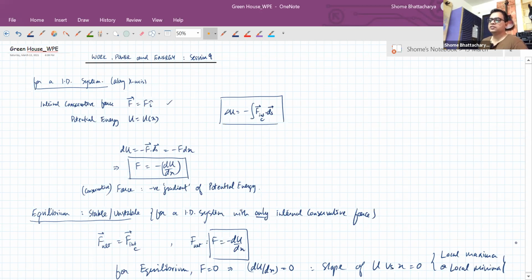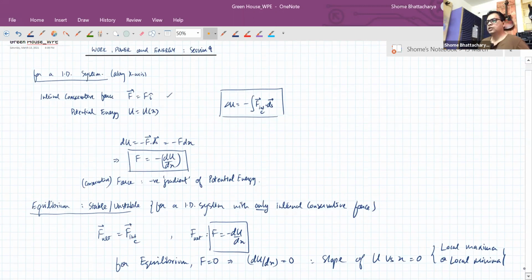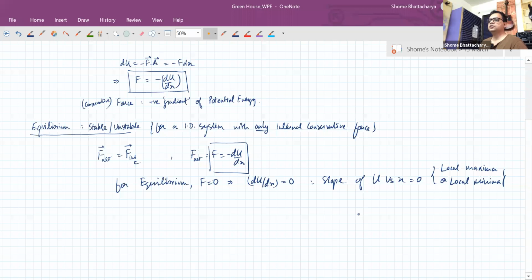Okay, so this is the last thing we had seen, and then I think our lecture was cut short a little bit because of connectivity issues. So I could not explain this point fully. So we'll discuss this in detail starting today. So equilibrium points are where the slope of the potential energy versus x graph should be 0 in a 1D system.